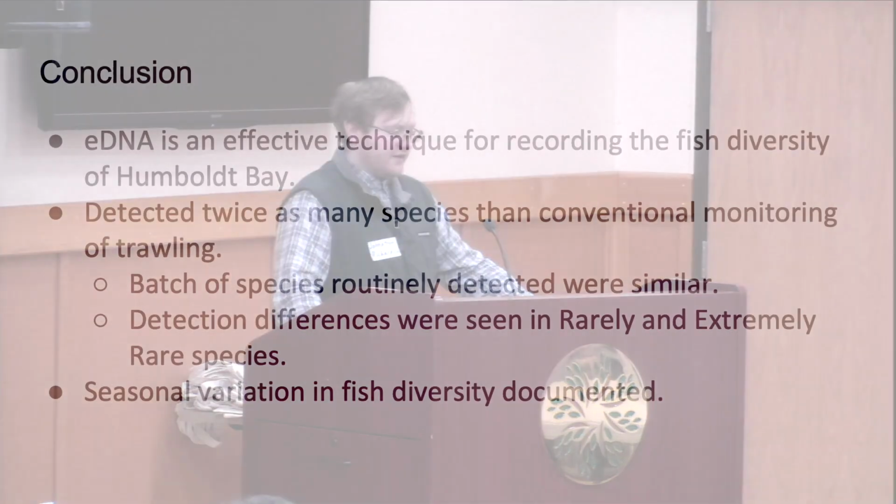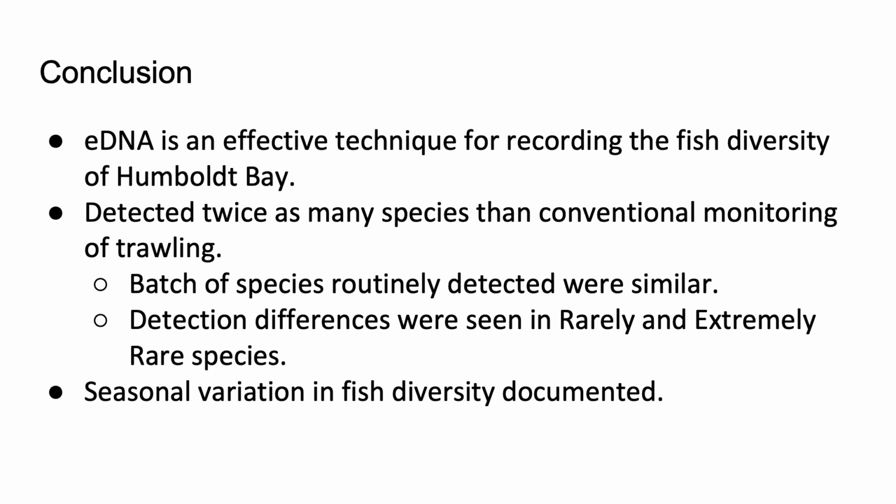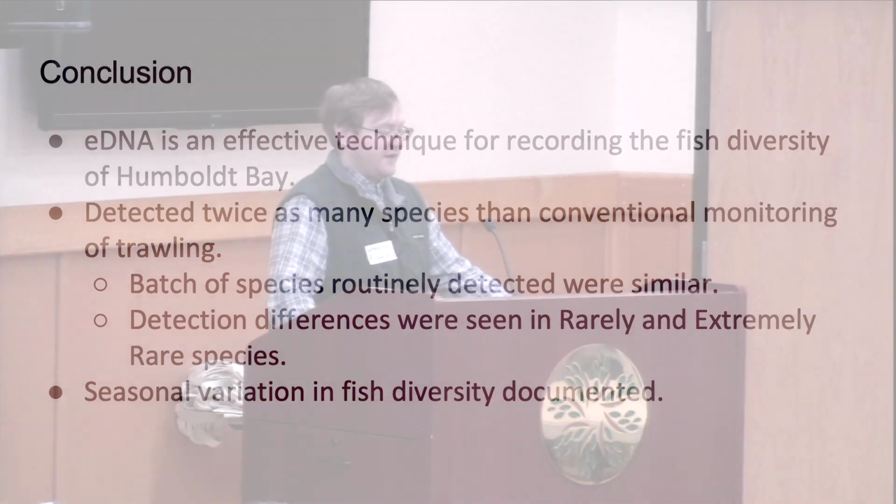In conclusion, eDNA is an effective technique for recording fish diversity of Humboldt Bay. It detected quite as many species as conventional monitoring of trawling, and seasonal variations with this fish diversity were documented.